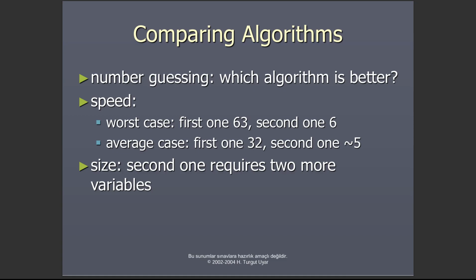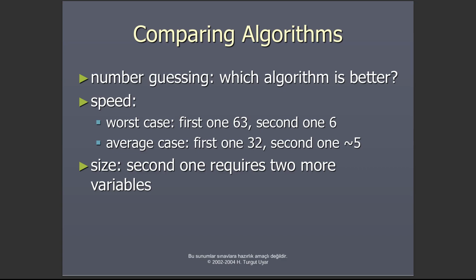Today let's compare the two number-guessing algorithms we learned last time. Which one is better? Let's look at two important things: speed and size. For speed, let's consider the worst case, where we need the most guesses. The first algorithm might need 63 guesses, but the second one only needs 6 guesses at most. Even in average cases, the first algorithm needs about 32 guesses, while the second only needs about 5.